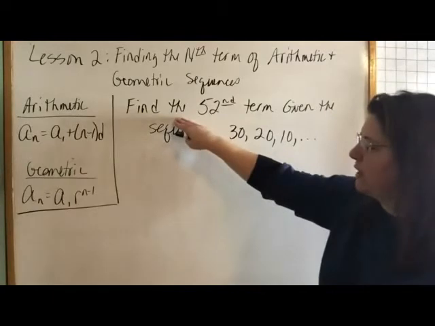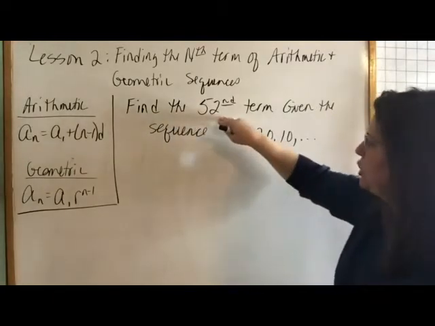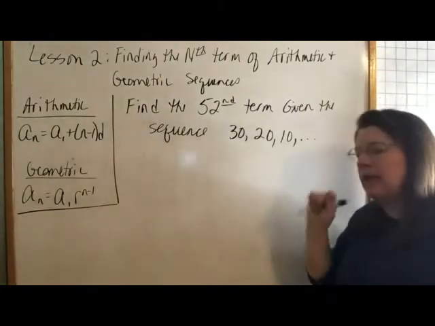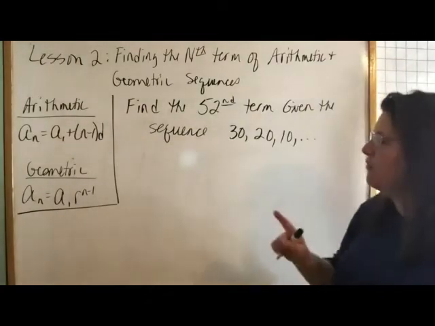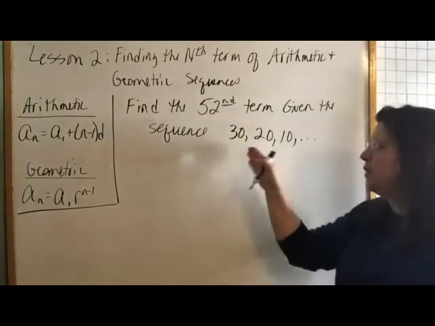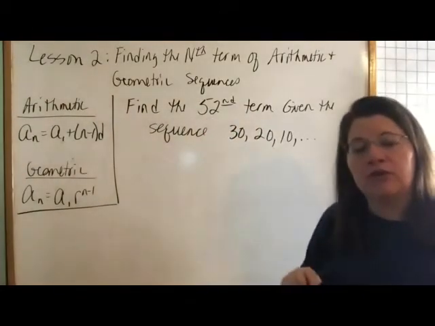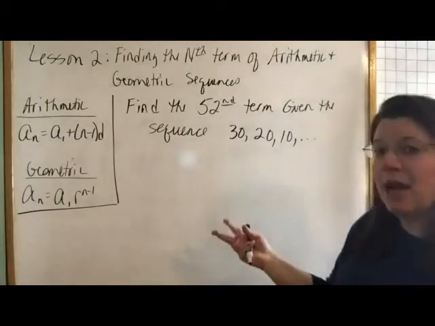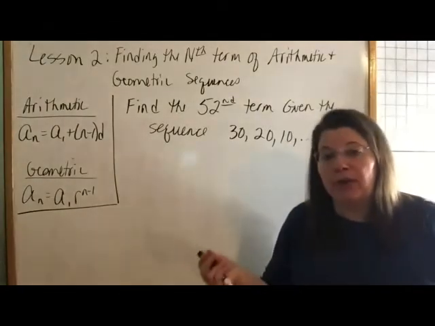In the first example, we're going to find the 52nd term given the sequence 30, 20, 10, and so on. So they want us to find term number 52. So in other words, I need to figure out, first of all, is this arithmetic or geometric? We have to figure that out first so that we can figure out whether we have a d, a common difference, or an r, a common ratio.